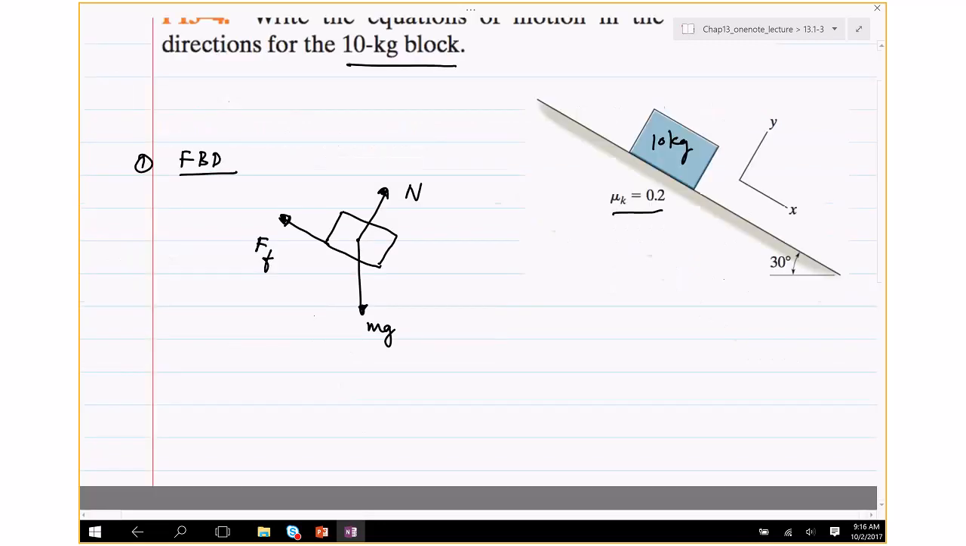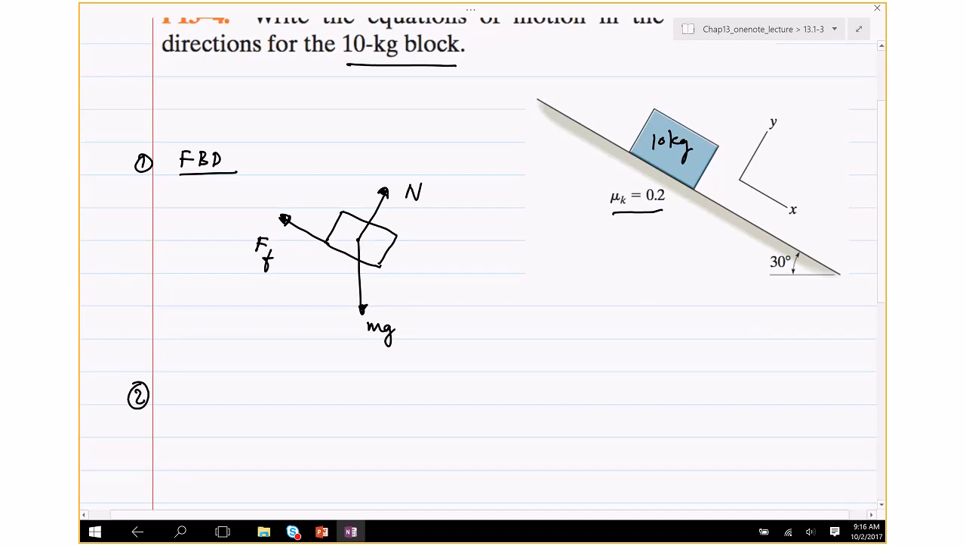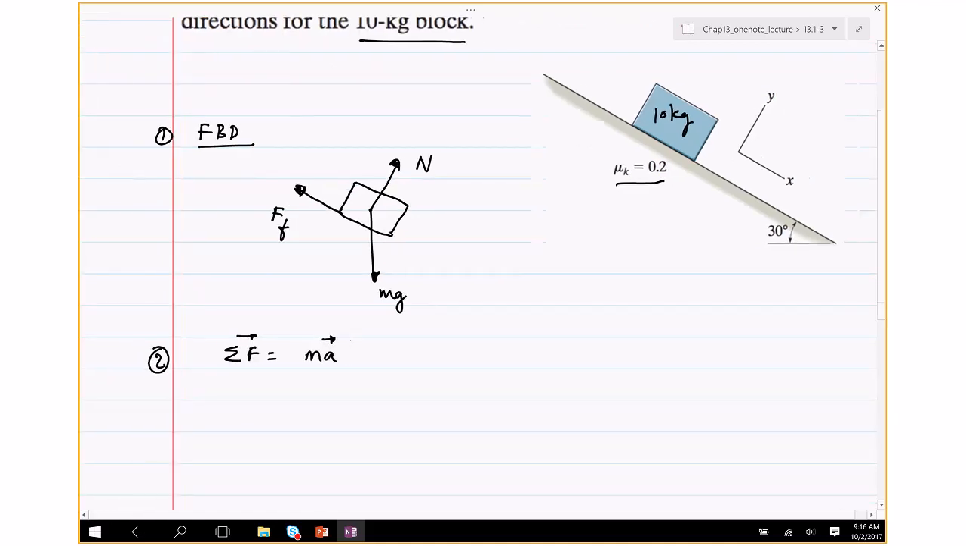Okay, so the second step is to write F equals ma for the particle or the block.